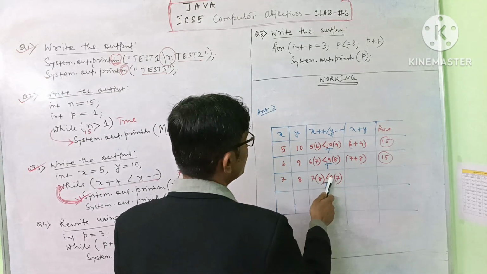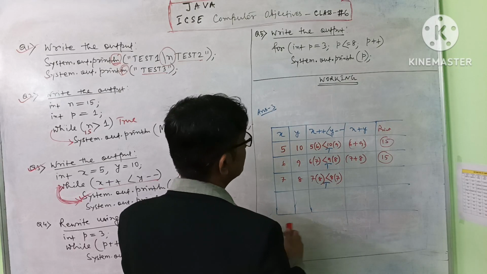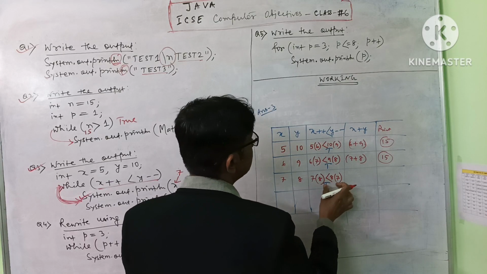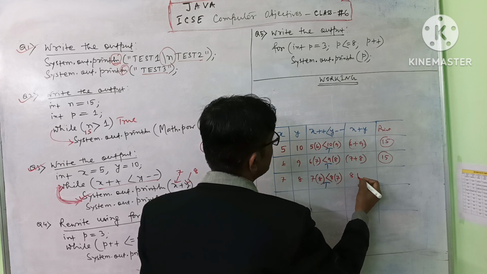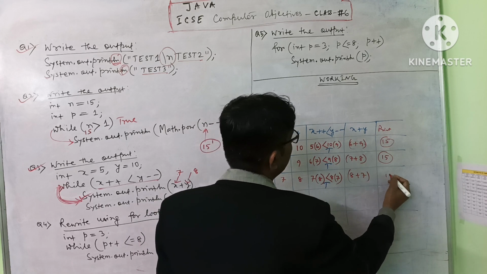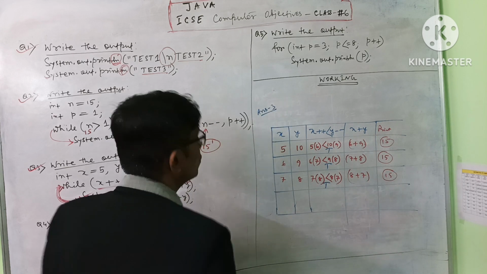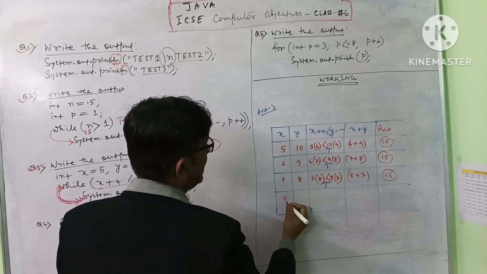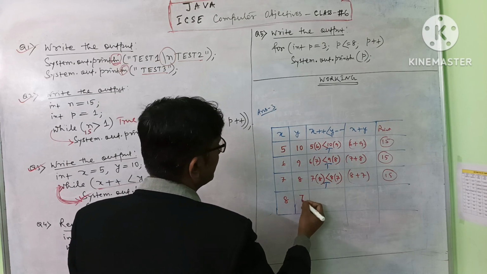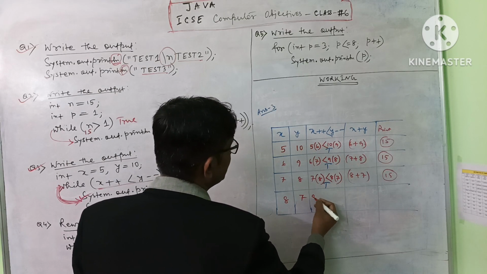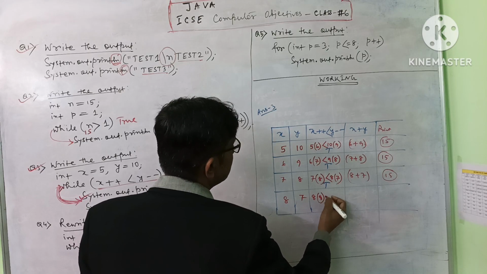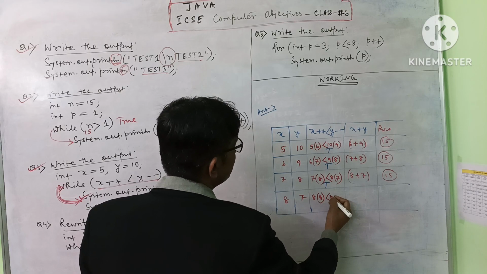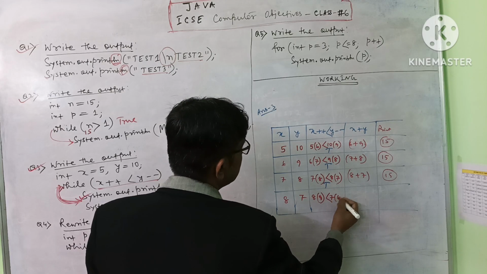So whenever it is true, what are we doing? This value will be 8 plus 7. It will be 8 plus 7. So again we are getting 15. So now this time you check, this is 8 and this is 7. So 8 and in brackets it is 9, bracket it is 9 less than 7, bracket 6.